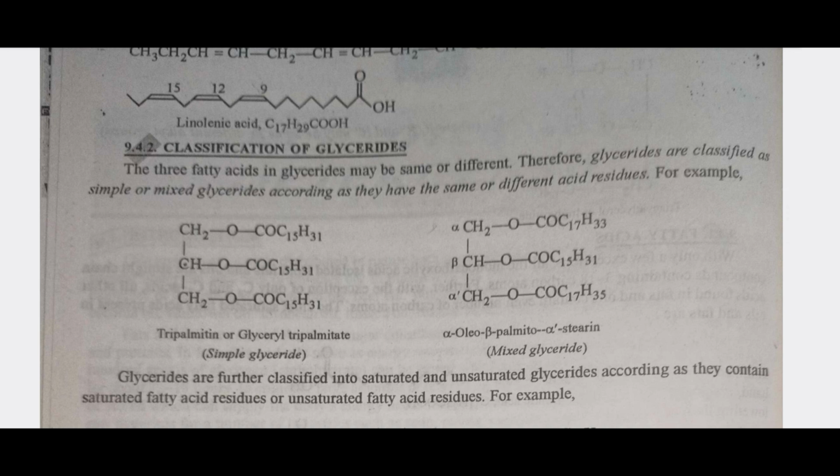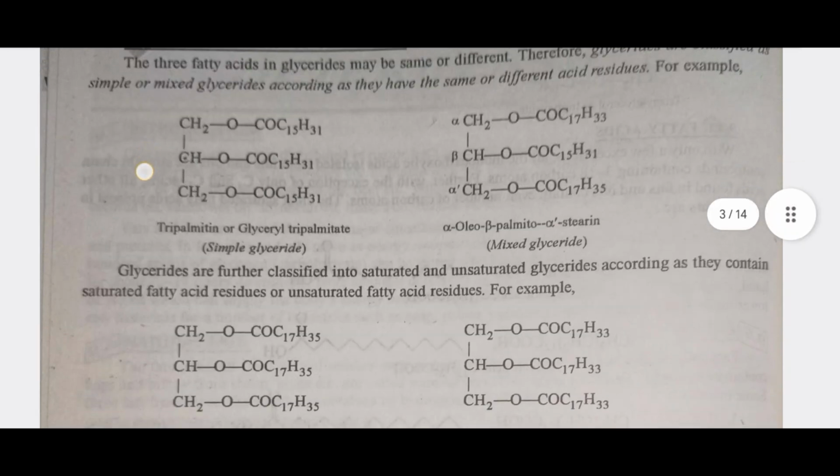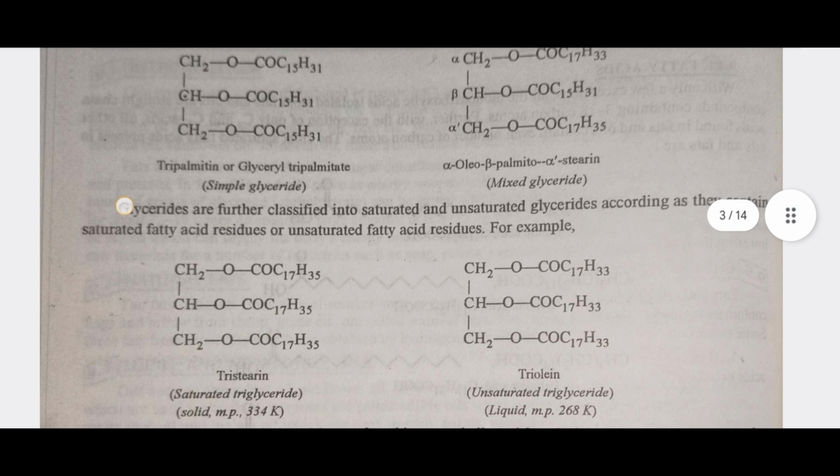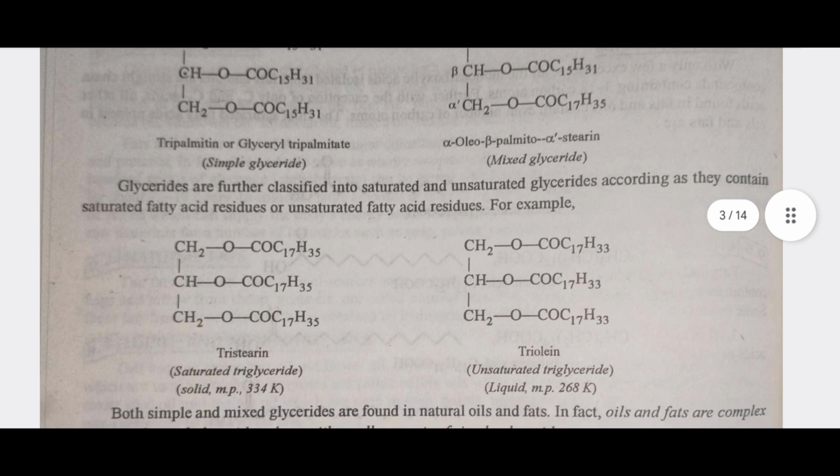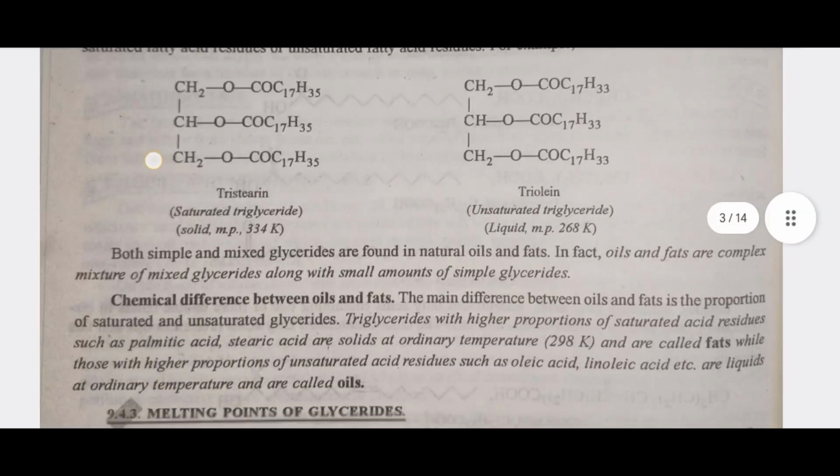The three fatty acids in glycerides may be the same or different. Therefore, glycerides are classified as simple or mixed glycerides according as they have the same or different acid residues. For example, tripalmitin or glyceryl tripalmitate is a simple glyceride; alpha-oleo-beta-palmito-alpha'-stearin is a mixed glyceride. Glycerides are further classified into saturated and unsaturated glycerides according as they contain saturated fatty acid residues or unsaturated fatty acid residues. For example, tristearin is a saturated triglyceride, triolein is an unsaturated triglyceride.